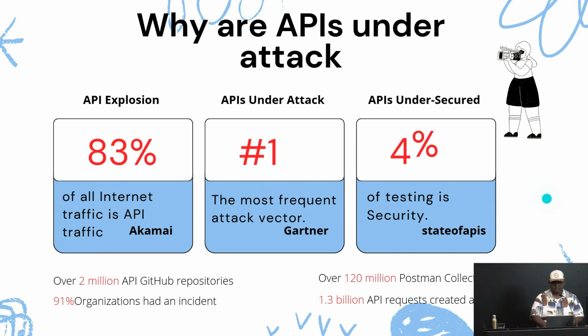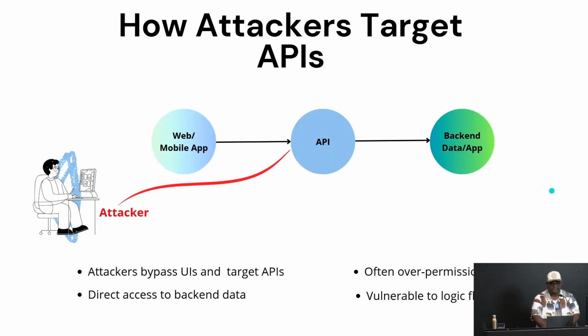Then, of testing, this is what we do. We do unit testing, we do performance testing, we do load testing, and all that. But when it comes to API testing, only 4% of the testing is related to security. So naturally, you will have a lot of areas exposed, right? And you can see some other data as well at the bottom. So that is why, in terms of security, we should consider API security.